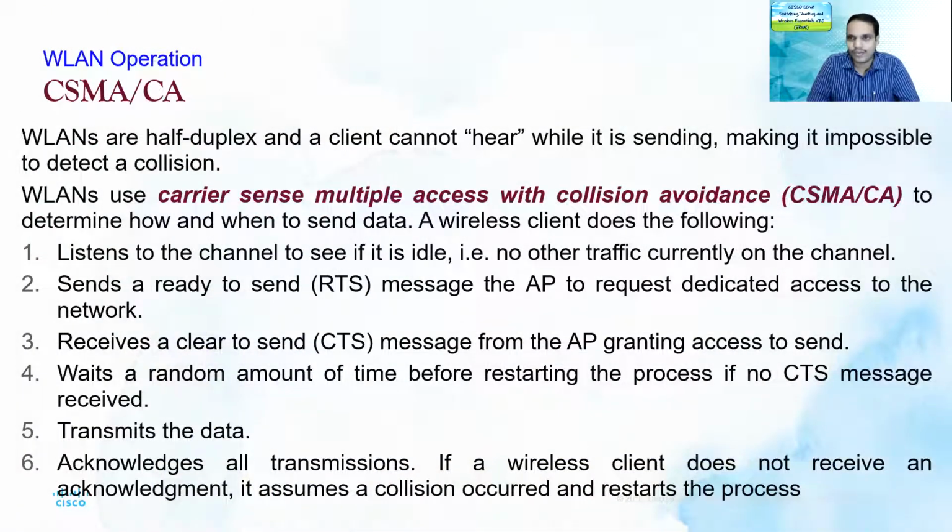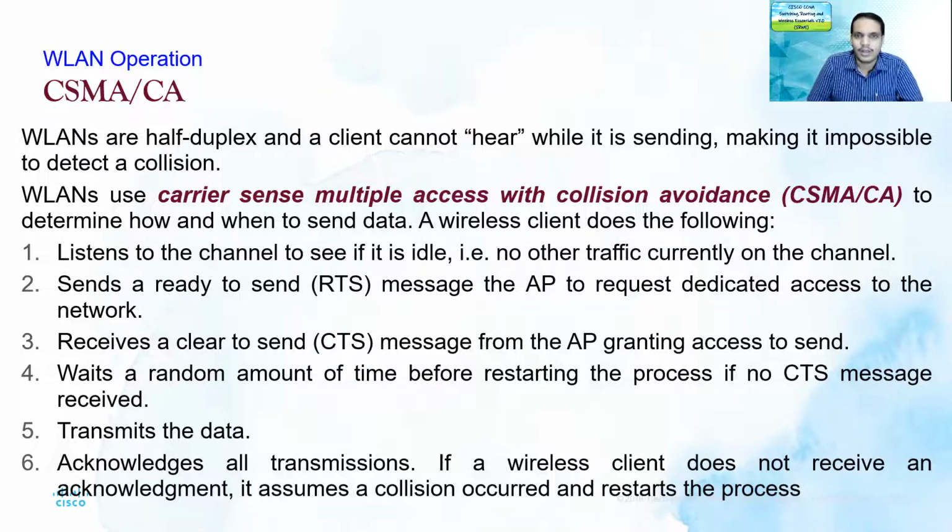So if you remember correctly, in Ethernet, I discussed CSMA-CD operation, which stands for collision detection. But WLANs are half duplex and a client cannot hear while it is sending, making it virtually impossible for a client to detect a collision. Hence, we use a new version of the protocol called CSMA-CA, where CA stands for collision avoidance. CSMA-CA stands for carrier sense multiple access with collision avoidance to determine how and when to send data.